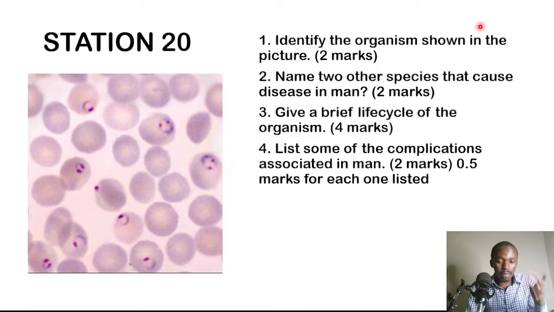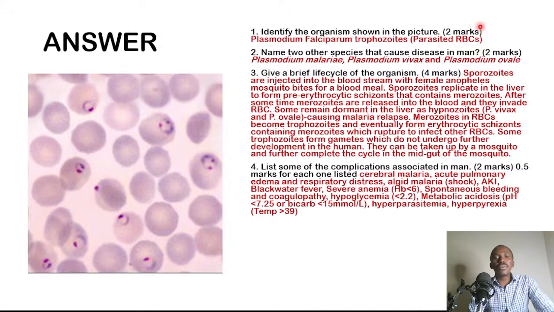This is a typical characteristic station of malaria. So this is your Plasmodium falciparum, of course, your Plasmodium falciparum trophozoites. These are found in the red blood cells. They are parasitizing the red blood cells. Remember that the ring forms are actually a type of trophozoite. So the other species are going to be your Plasmodium malariae, your Plasmodium vivax, and your Plasmodium ovale. Remember that Plasmodium malariae is the one that's going to be associated with nephrotic syndrome.